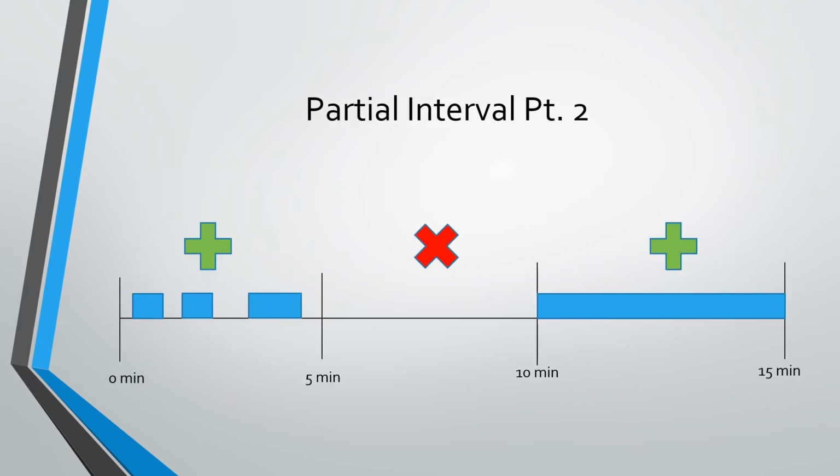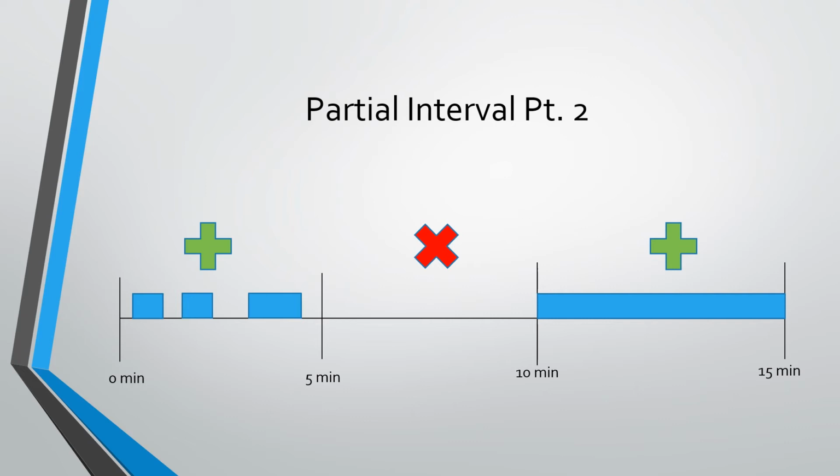So here we have our new behavior chart that we're looking at. From 0 to 5 minutes, we see that there are 3 occurrences of the behavior for various durations. However, all partial interval is checking is, does the behavior happen or not? The behavior happened, cool, give it a check mark. From 5 to 10 minutes, there was no occurrence of the behavior. And then from 10 to 15 minutes, it occurred the entire time, but we're still only giving it 1 check mark.